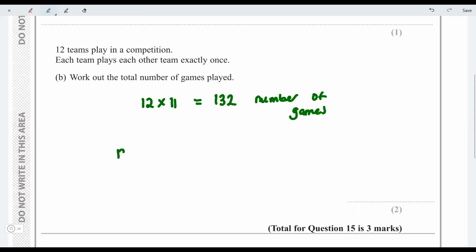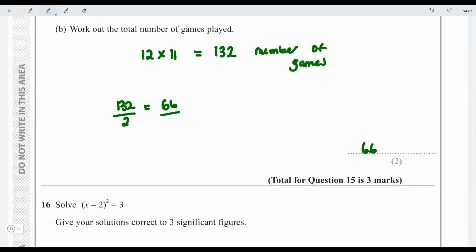Right, I need to half that because I need to get rid of the doubles. So that's like team 1 and team 2 playing is the same as team 2 and team 1 playing. So I need to half to eliminate those. So if I half them, I get 66. And that's the answer. Yeah.